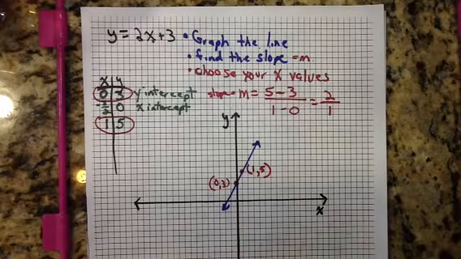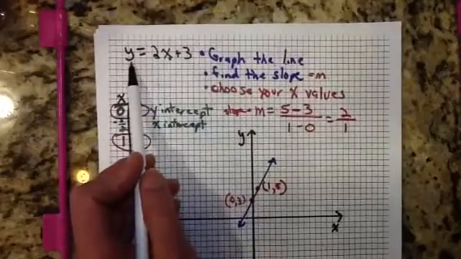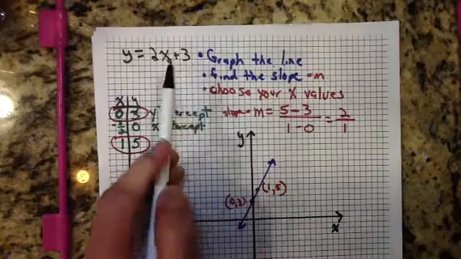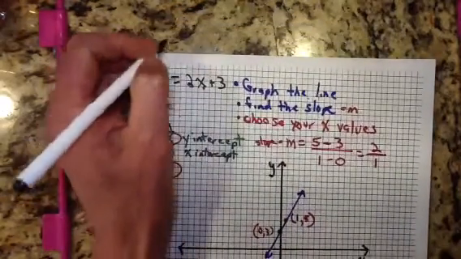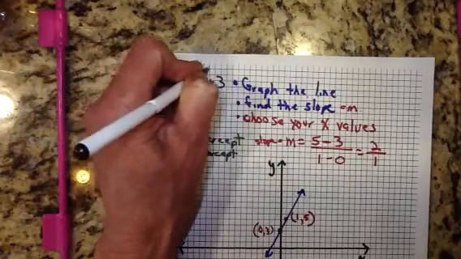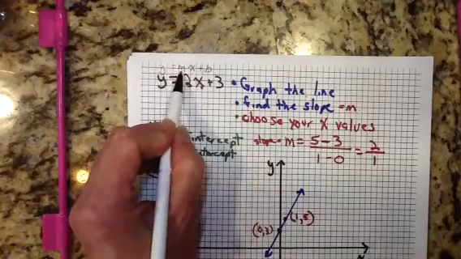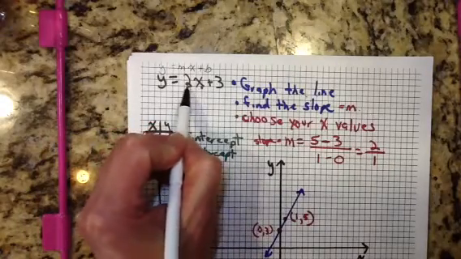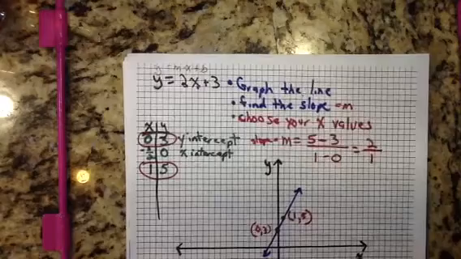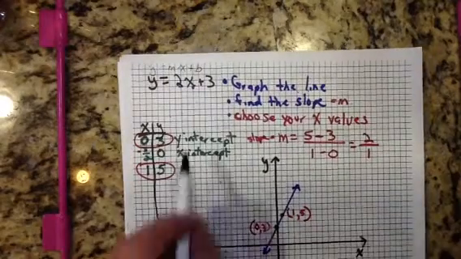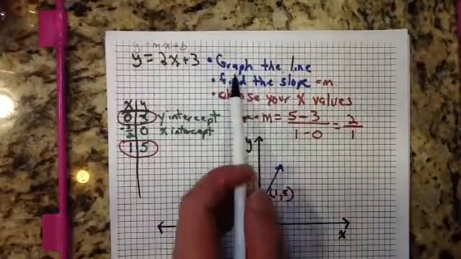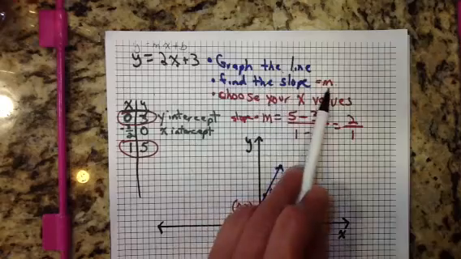Okay, so a sample problem: let's say you're given a linear equation, y equals 2x plus 3, for example. And remember, this is in what we call slope-intercept form, y equals mx plus b. So in this case, m is the slope, so 2 is the slope in this formula, and 3 is the b. Okay, but I'm going to prove that to you, that 2 is the slope, and I'll show you how to find that slope. You're going to graph the line, and you're going to find the slope m.